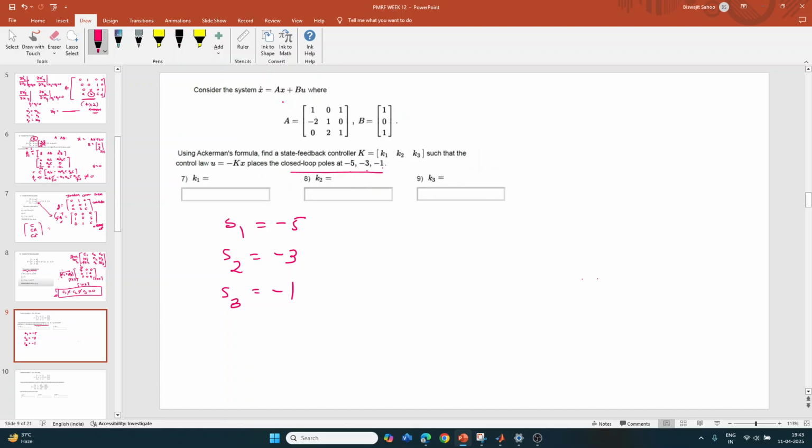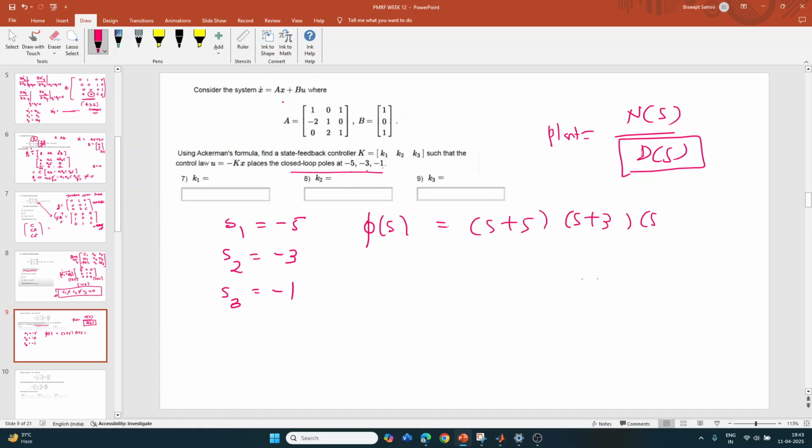First of all, you have to form a characteristic equation, because for a plant we require the numerator by denominator representation. This denominator part is what we are interested in, because the denominator part gives the closed loop characteristic equation. So first find out the desired polynomial: (s plus 5) into (s plus 3) into (s plus 1) equal to 0. This is the characteristic equation you need to find.